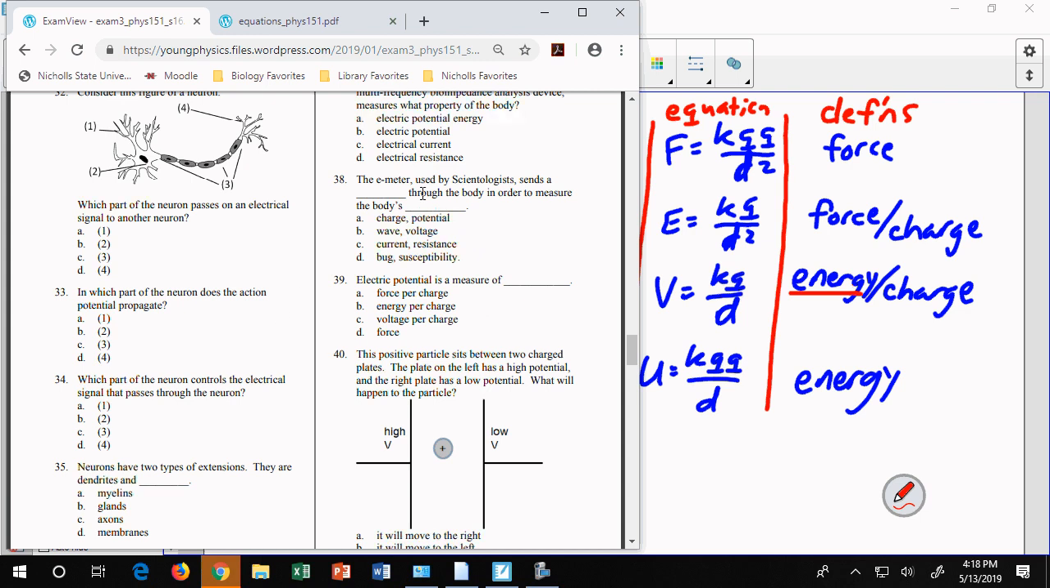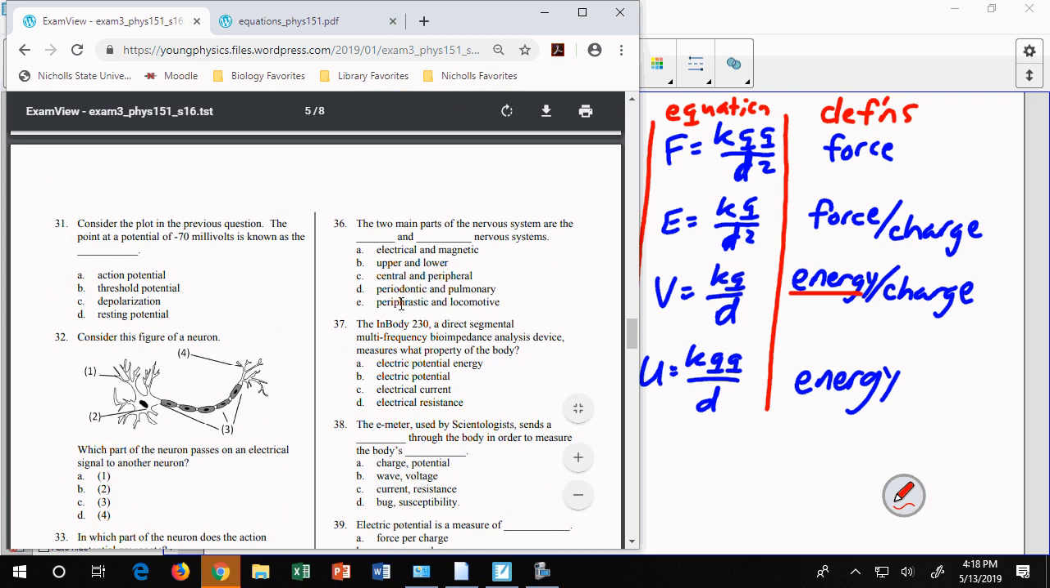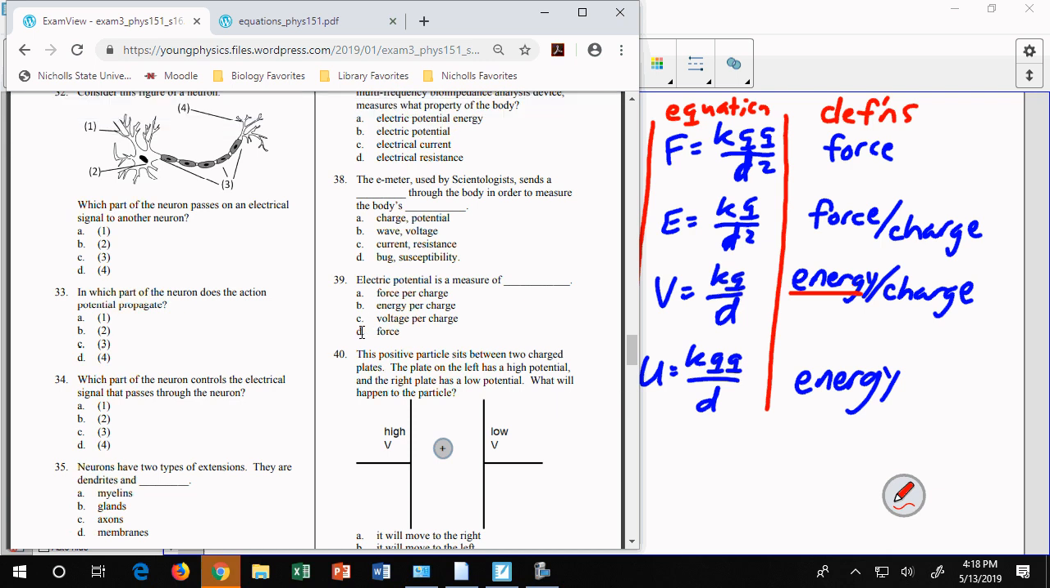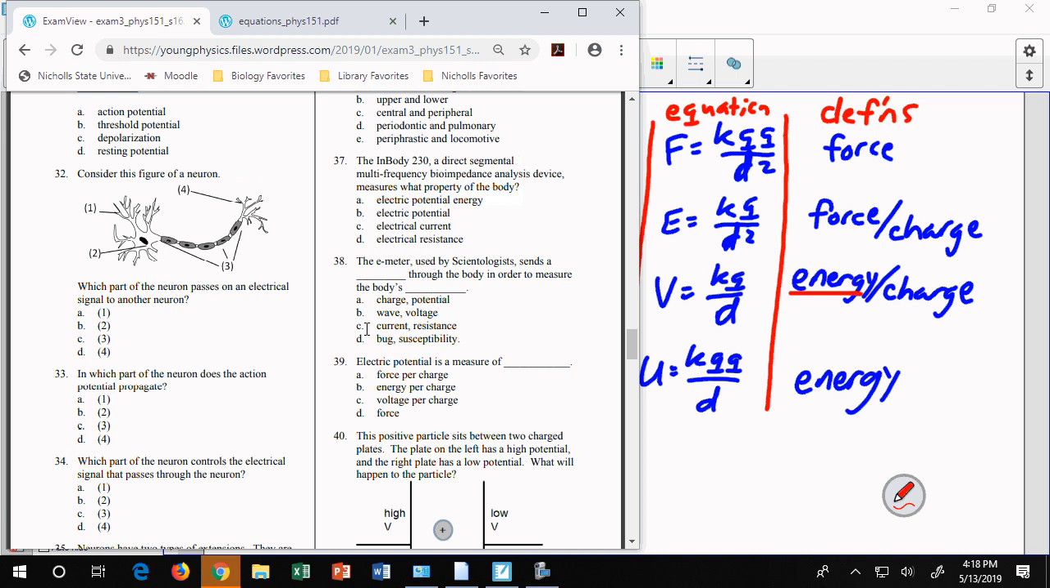Make sure you know about the E meter and the N body 230 and those various devices. Something else that's different: on the test, it says that the N body measures resistance, but it's current in our notes. Well, one of them's opposite. Let me make that clear. The N body measures resistance. It sends a current, right. I think my notes are wrong.